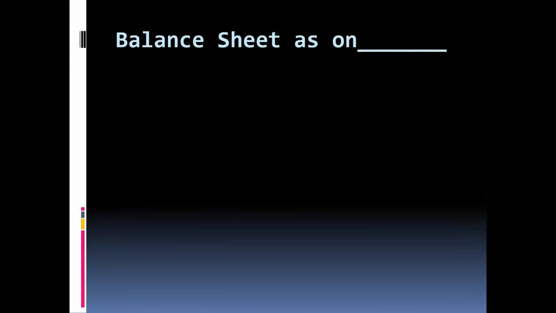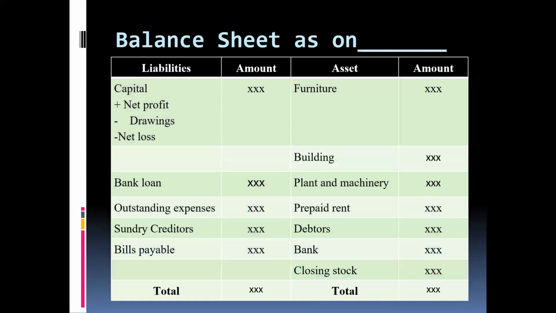Moving to the next, the balance sheet. The balance sheet is prepared as on one particular date. When we prepare the balance sheet, first on the liability side, we record the capital of the proprietor. Net profits, if any, from the P&L account get added, net losses, if any, get deducted, drawings get deducted, and interest on capital gets added. Then we record bank loan, outstanding expenses, creditors, and bills payable. On the asset side, we record furniture, building, plant and machinery, prepaid rent, debtors, bank, cash balances, and closing stock.